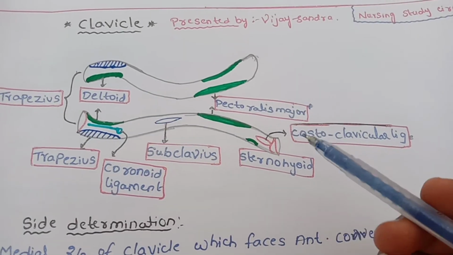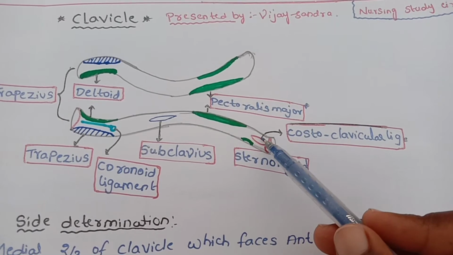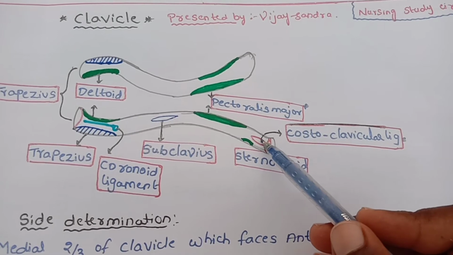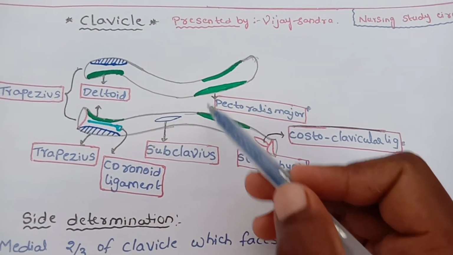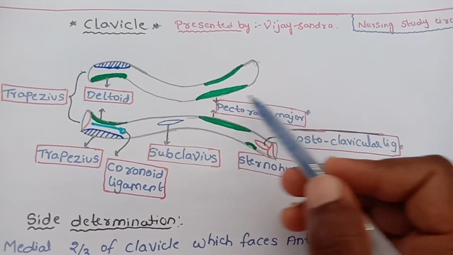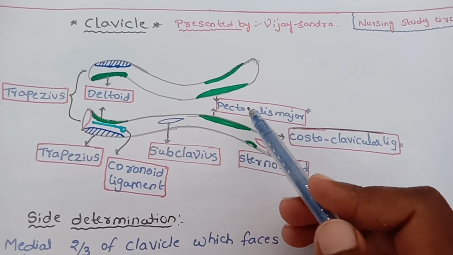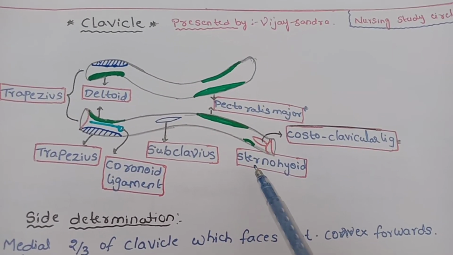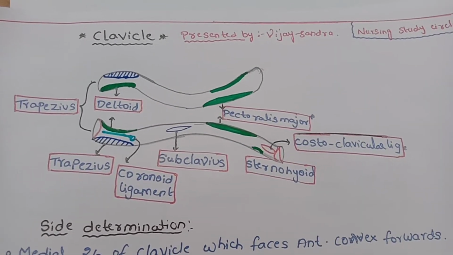In the diagrammatical representation you will see this is the inferior surface, and in this inferior surface there is an attachment of costoclavicular ligament. This is the anterior surface, and there is an attachment of pectoralis major. And you will see the posterior surface, there is an attachment of sternohyoid muscle.